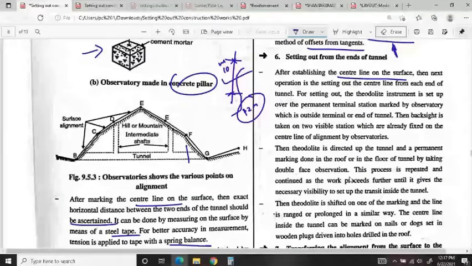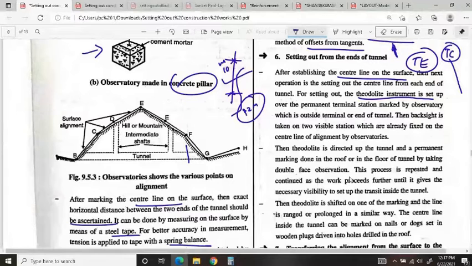For setting out, the theodolite is set up. For TE students, you have already learned how to set out these curves, and also transition curves. You have learned to set those out with the help of the theodolite. For assistants, I will explain that in the next class. So the theodolite is set up over the permanent terminal station marked by the observation which is outside the terminal or end of the tunnel.